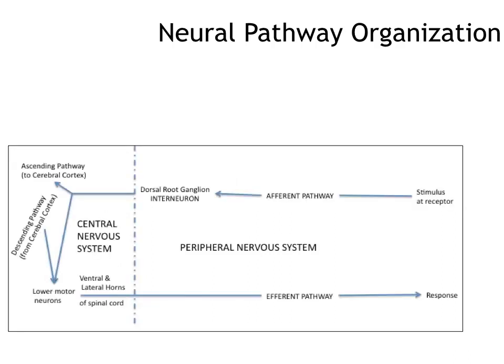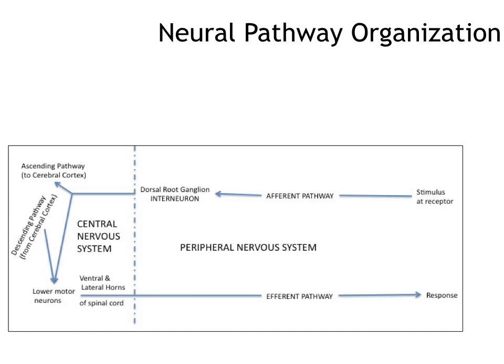If we look at this pathway in terms of a reflex arc, what we end up getting is something that looks like this, where we get a stimulus at the receptor, which is going to stimulate the afferent pathway. This afferent pathway is going to head through the dorsal root ganglion and then into an interneuron. Within the central nervous system, this interneuron can go ahead and go up the spinal cord into the cerebral cortex. At the same time, it can synapse immediately with a lower motor neuron, which will then head down the efferent pathway through the ventral and lateral horns out to cause a response, whatever response we need in order to alleviate that stimulus.